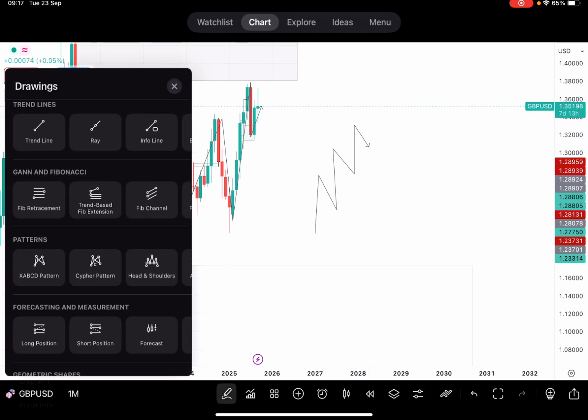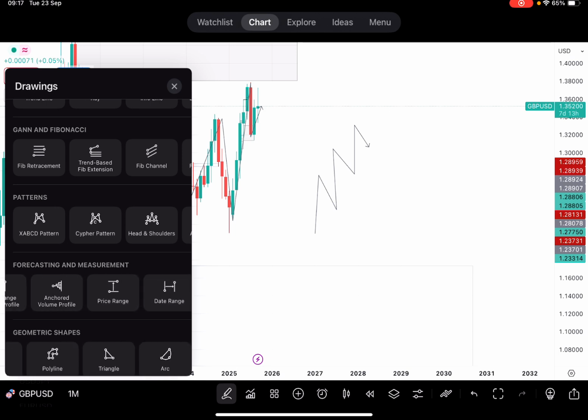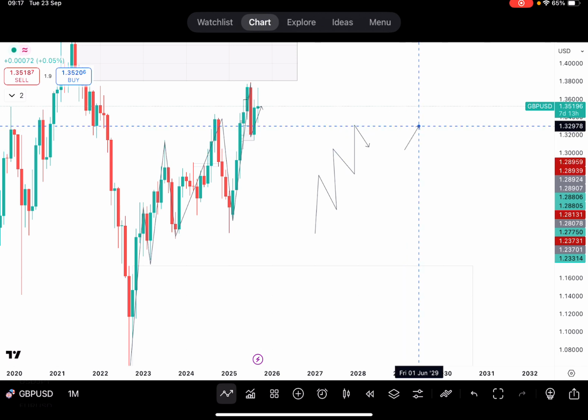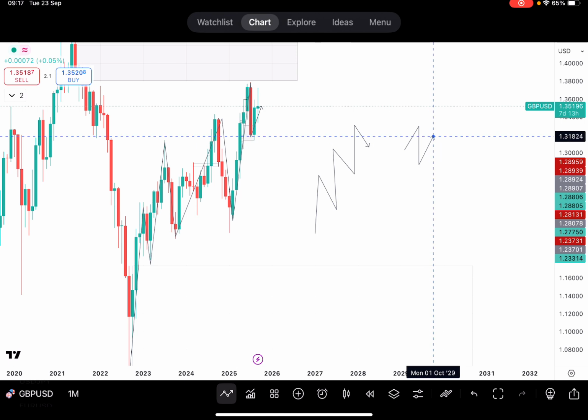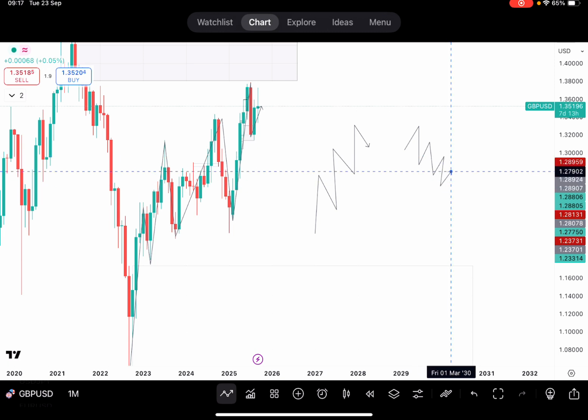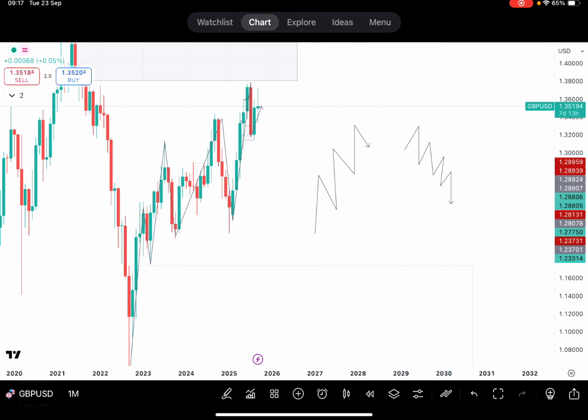Same as the lower lows, lower highs, lower lows, lower highs, lower lows, lower highs, lower lows. It's as simple as that. That's how I identify the trend.